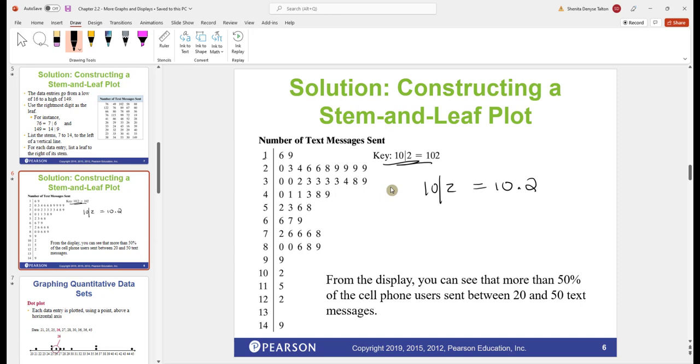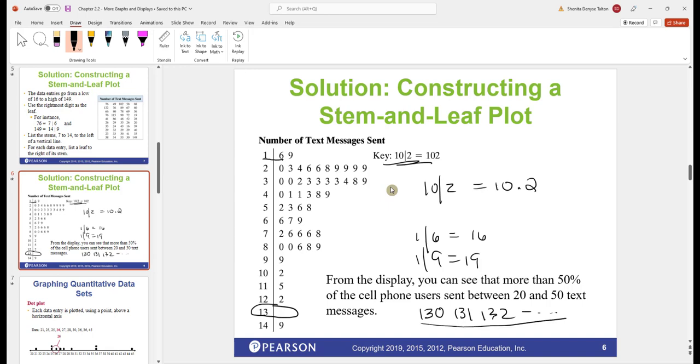If you look here, this 1 | 6 means 16. Okay, this 1 | 9 means 19, and it keeps going. Also, if you look here, the 13 does not have a value, even though the 13 means 130, 131, 132, all the way on. But we have no data values within this range from 130 to 139. So we still write the 13, but we do not put a leaf after it. We just leave it blank.